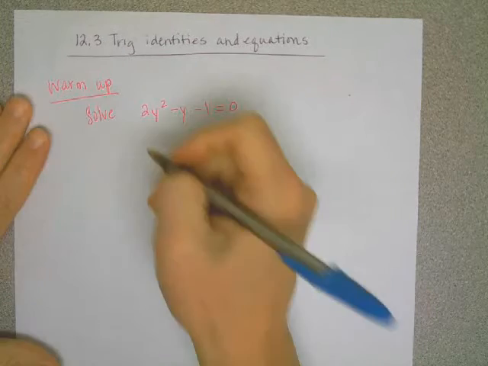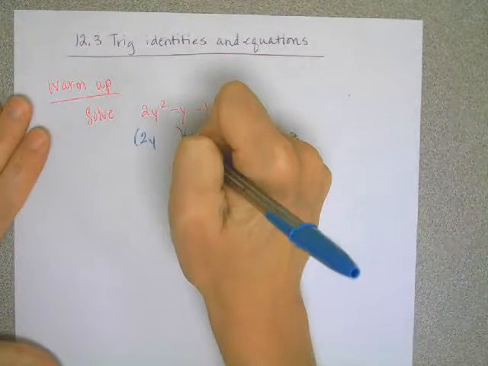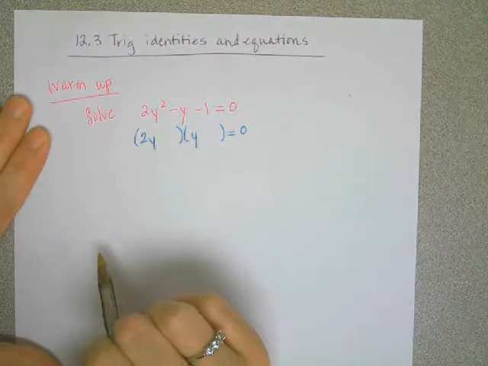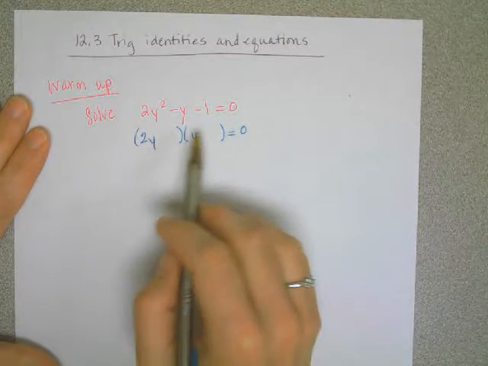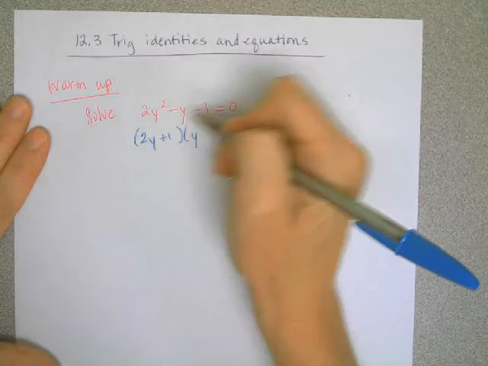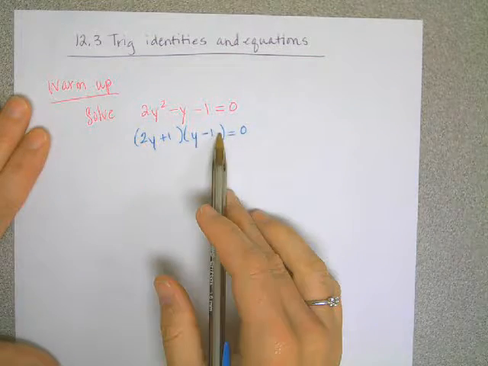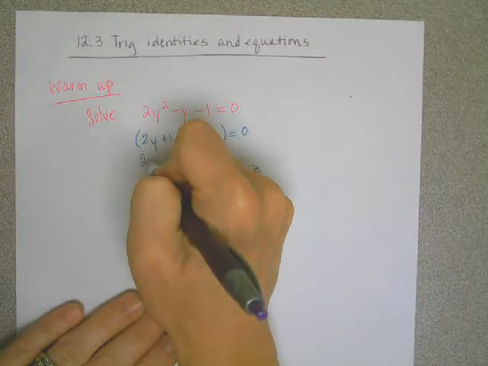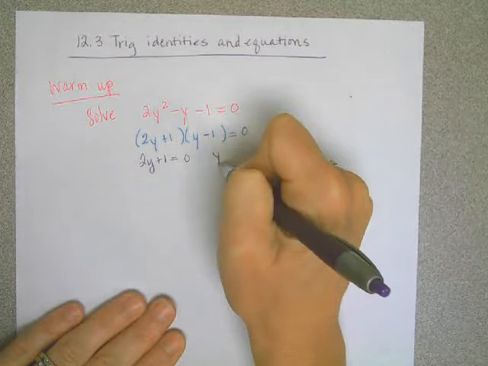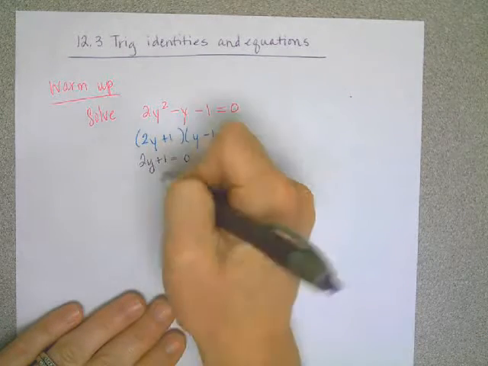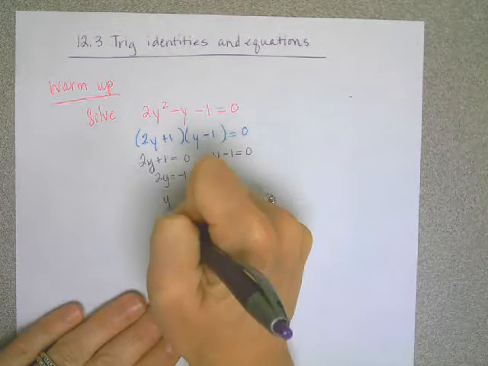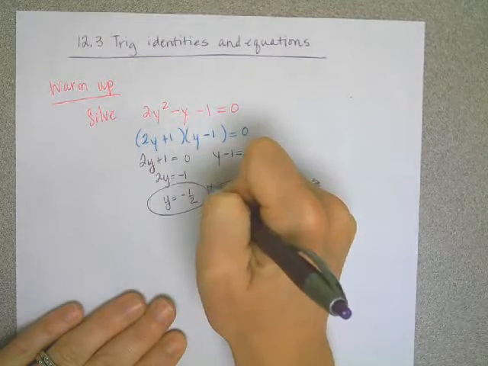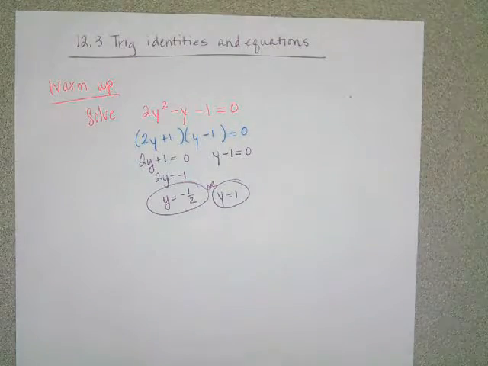Okay, I hope you took some time to solve that. First, I'm going to factor. So I know to get 2y squared, 2y times y. To get a negative 1, I need a positive 1 and a negative 1. And so I'm going to do plus 1 minus 1. So that could be negative 2y plus y gives me the inside. So to solve, this is the zero product property. 2y plus 1 equals 0, or y minus 1 equals 0. Solving these, I've got two answers. y equals negative 1/2 or y equals 1.